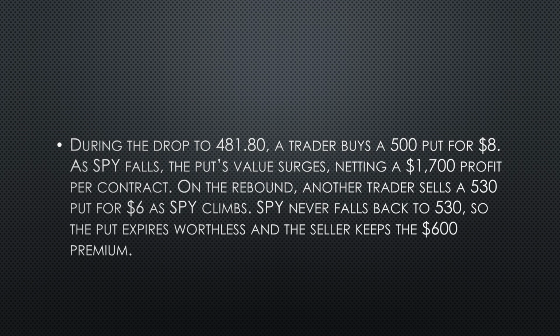During the drop to 481.80, a trader buys a $500 put for $8. As the SPY falls, the put's value surges, netting a $1,700 profit per contract. On the rebound, another trader sells a 530 put for $6 as the SPY climbs. SPY never falls back to 530, so the put expires worthless and the seller keeps the $600 premium. These examples show how aligning your strategy with market conditions, bearish during the drop, bullish or neutral during the rebound, can produce favorable outcomes.